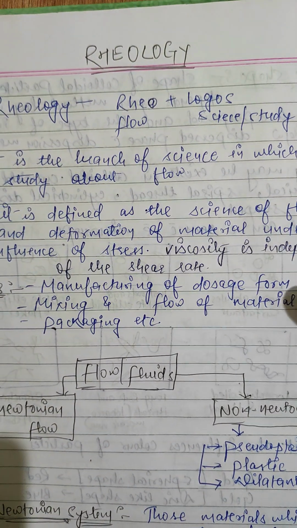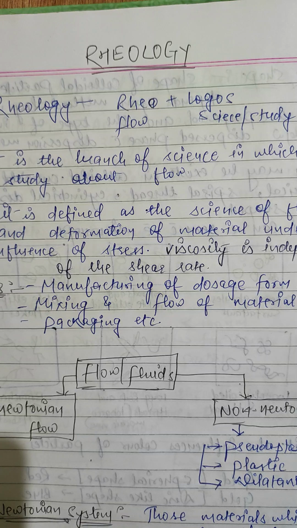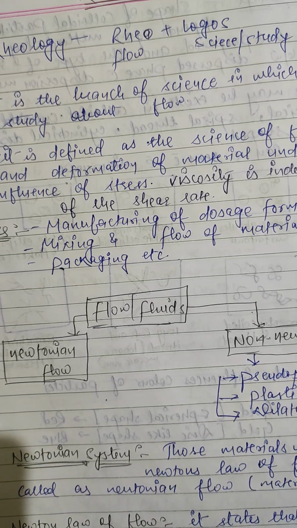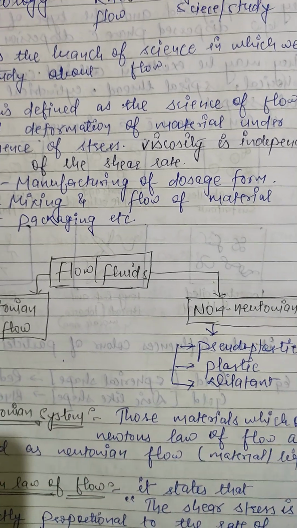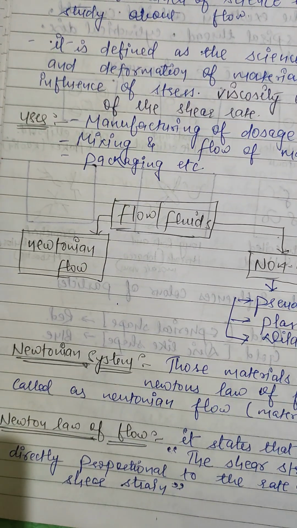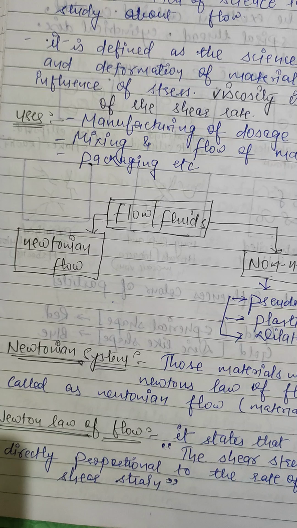Now, how many types of flow? We are talking here about the flow of a liquid. So there are two types of flow. What are those? Newtonian flow and non-Newtonian flow. What do Newtonian and non-Newtonian represent?